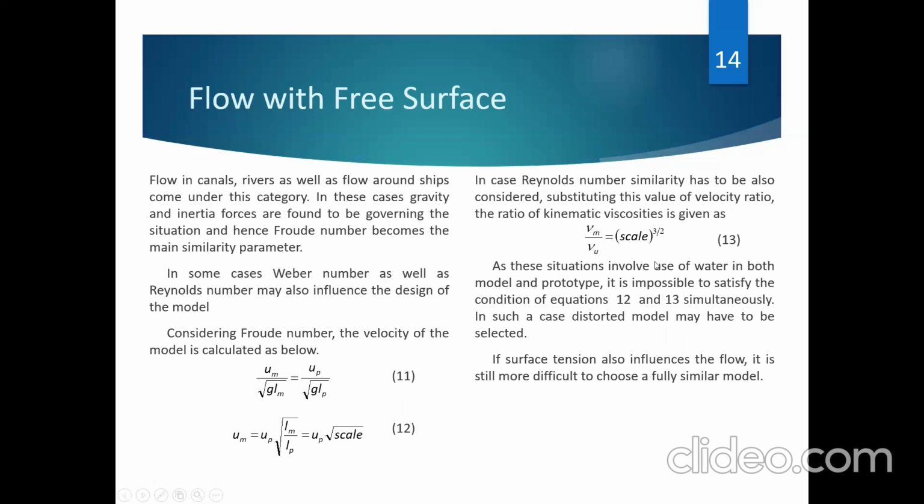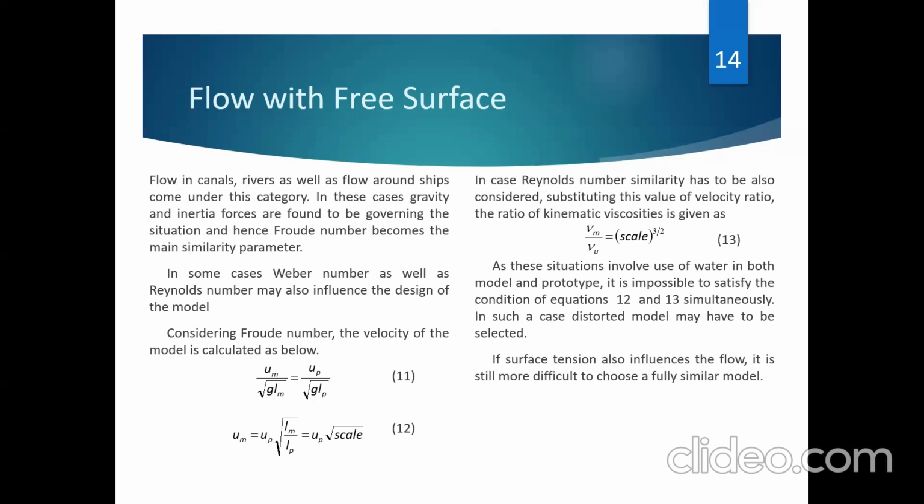In these cases, gravity and inertia forces are found to be governing the situation, and hence Froude number becomes the main similarity parameter. In some cases, Weber number as well as Reynolds number may also influence the design of the model. Considering Froude number, the velocity of the model is calculated as U_M over the square root of g L_M is equal to U_P over the square root of g L_P, or U_M is equal to U_P times the square root of L_M over L_P, which is U_P times the square root of the scale. Scale is model over the prototype, kasi yun ang i-reduce mo, i-enlarge mo is yung prototype. Baka makalimutan.